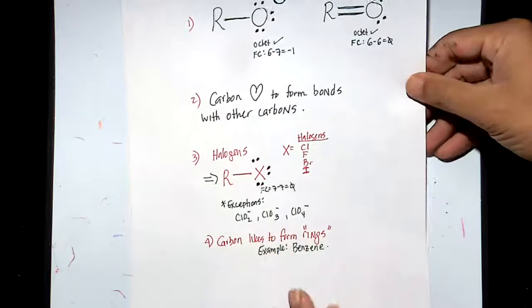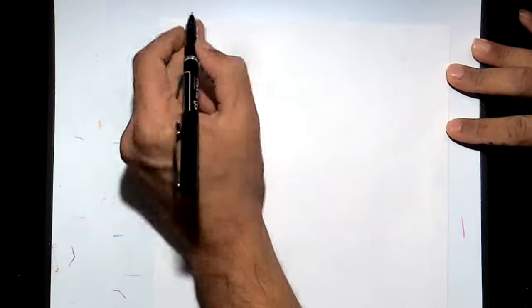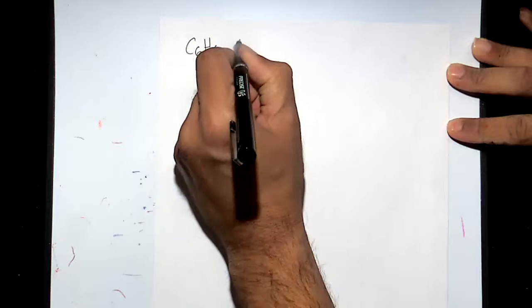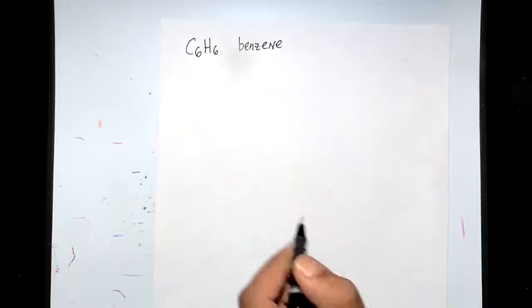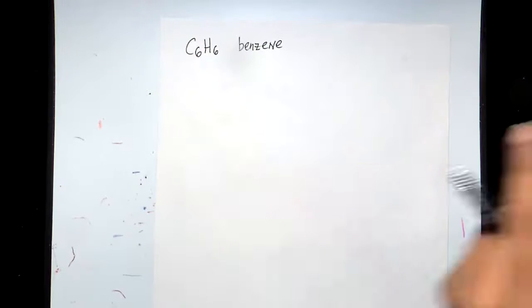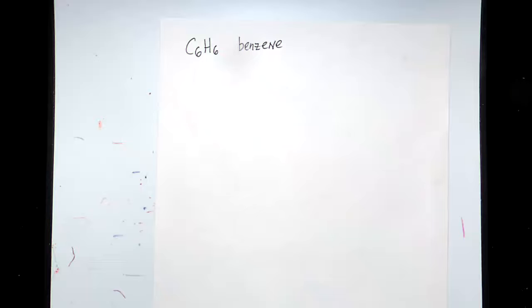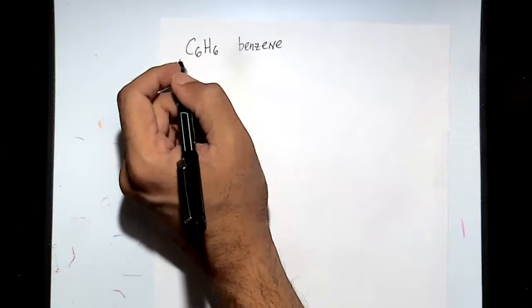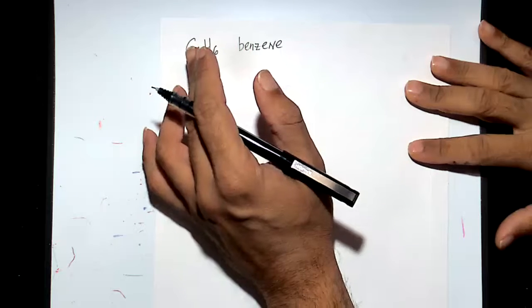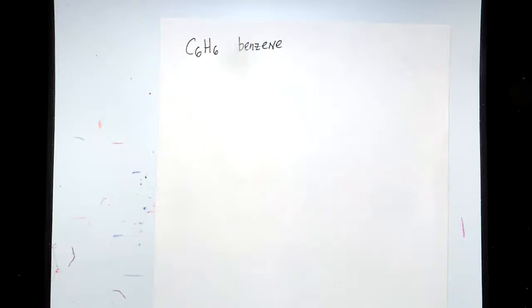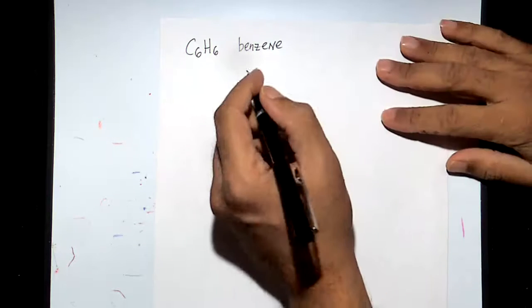So let's draw the Lewis structure of benzene now. C6H6 is benzene. If this forms a ring, what do you think the shape of this molecule will be? What has six sides? Hexagon. C6H6 is benzene, so these carbons will form a ring structure. They'll close in on itself, and it will be a hexagon.